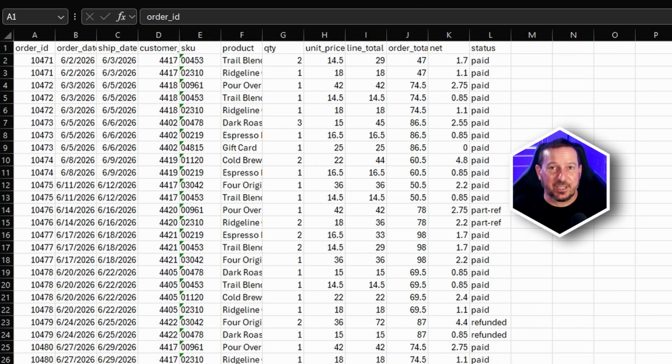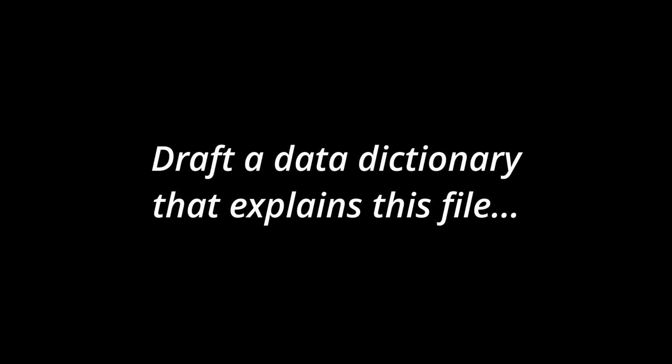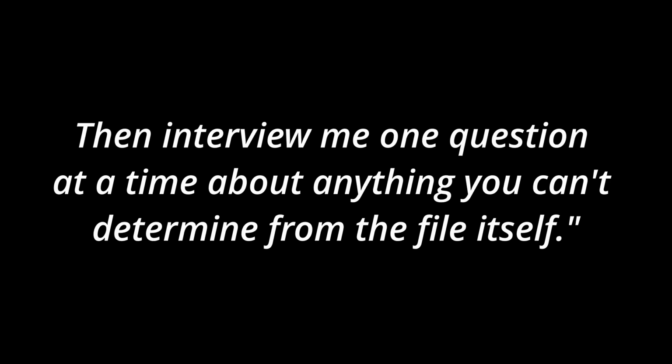All right, this is a sales export from a coffee roaster, and I fabricated this data for the demo, in full transparency, and I trimmed it down to just the columns that we need so it's small enough to read on the screen. It's 51 rows, 20 orders, and about 2 months of data. Okay, so here's my prompt. Here's a data export from my online store. Draft a data dictionary that explains this file, what the file looks like, what one row represents, and what every column means. Then interview me one question at a time about anything you can't determine from the file itself.